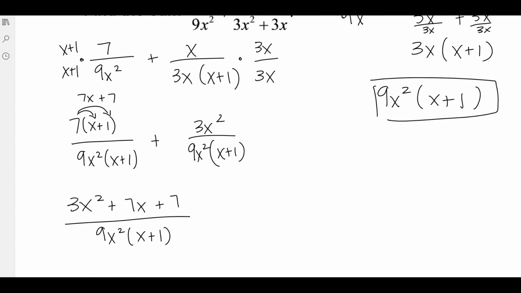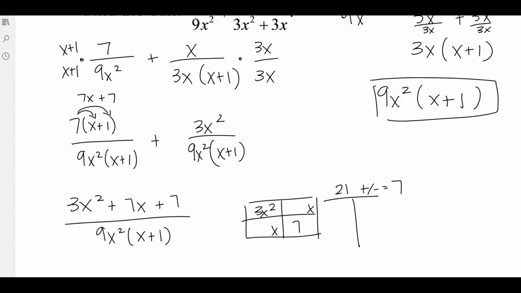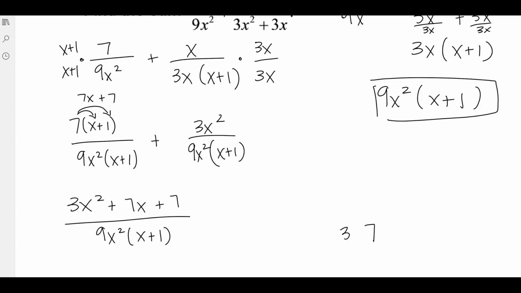And then you could try and factor the top. So you have 3x squared, 7. So you have 21, and you want to add or subtract to equal 7. So you have 1 and 21, and 3 and 7. None of those will add or subtract to ever equal 7. So it's not factorable on the top. So that would be your answer.